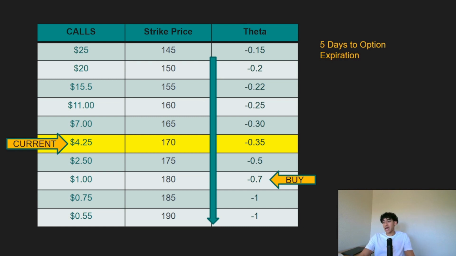The theta gets higher as we go further away from the money, and the theta values will be much lower if we're looking at a contract that is more than 30 days from expiry. The further out from expiry we are, the lower the theta number will be. The closer to expiry we are, the higher the theta will be. So your options decay faster when they're closer to expiry, and they decay a lot slower when they're further from expiration.